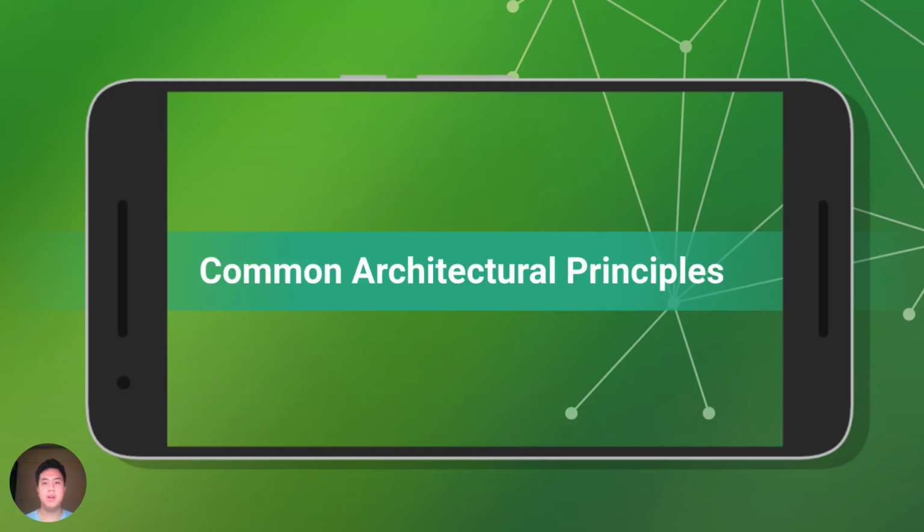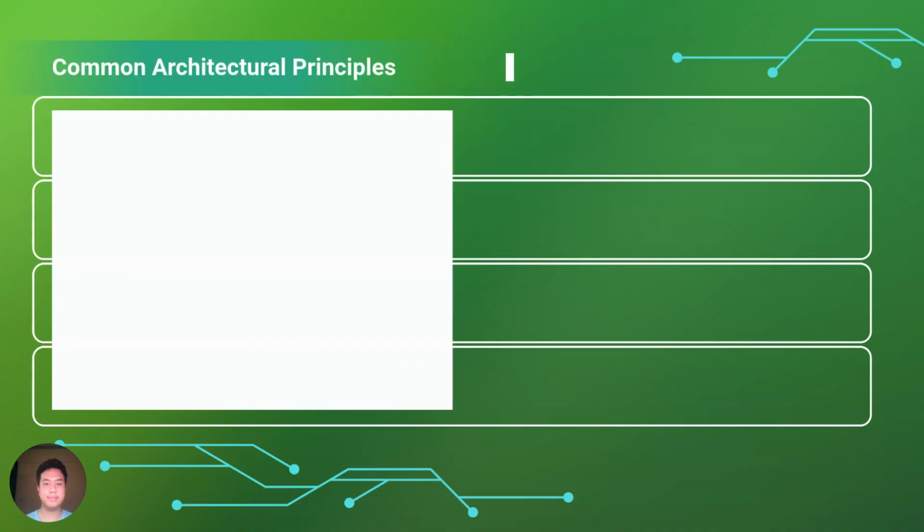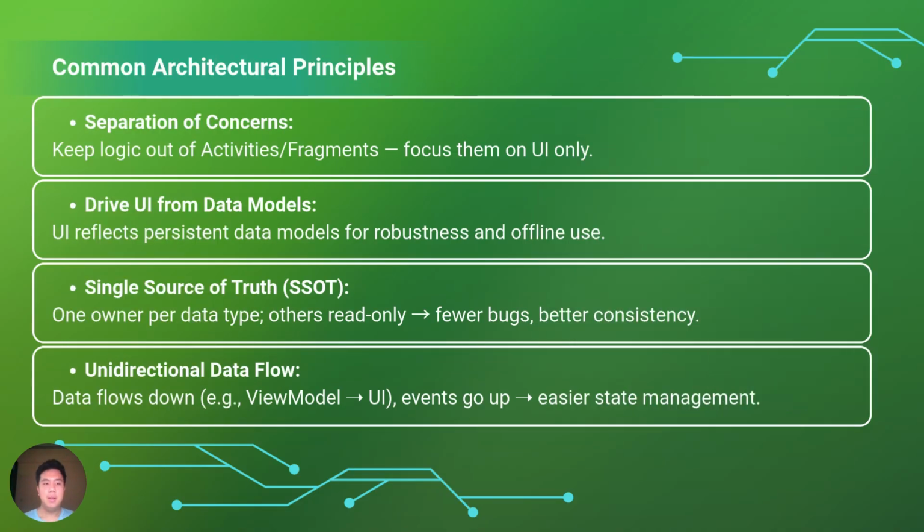Let's start with the common architectural principles. There are four principles. First, separation of concerns. Avoid placing logic in activities or fragments. These components should only handle UI and system interactions. Keeping them minimal improves testability and avoids lifecycle related issues.